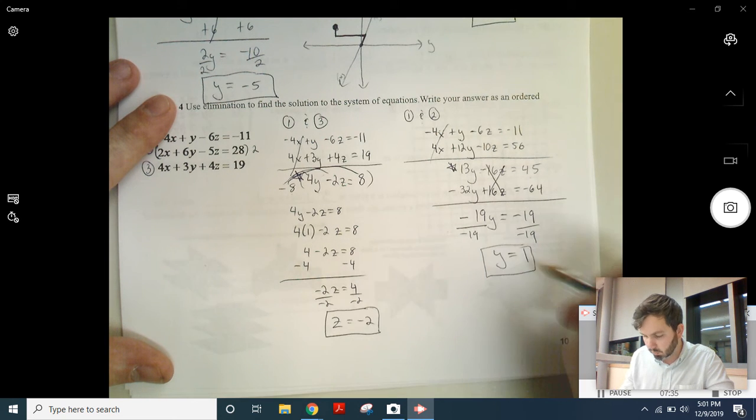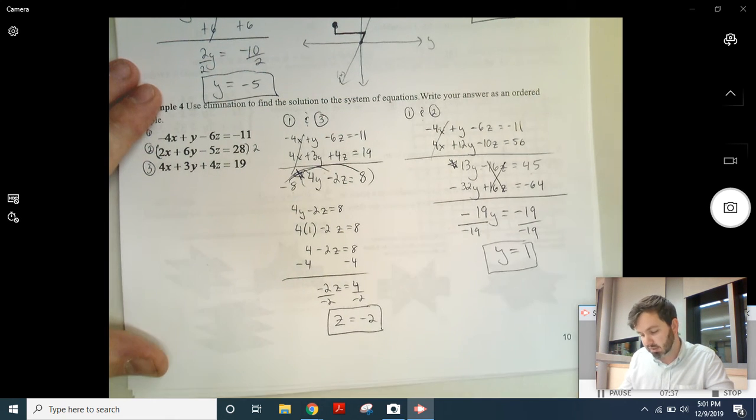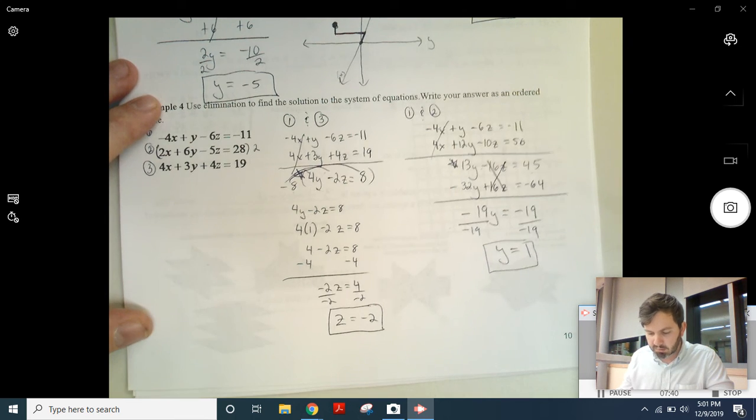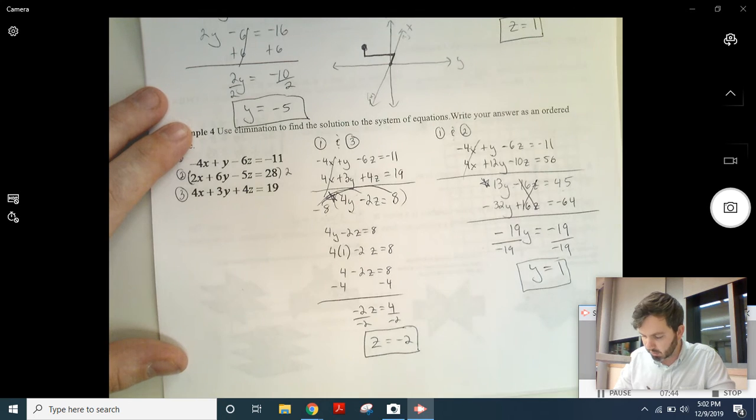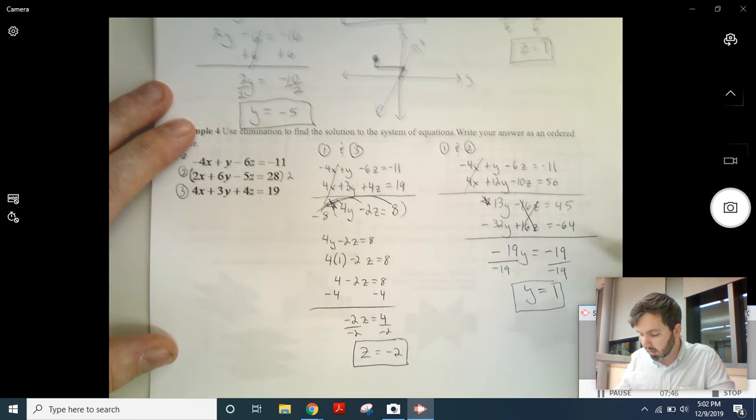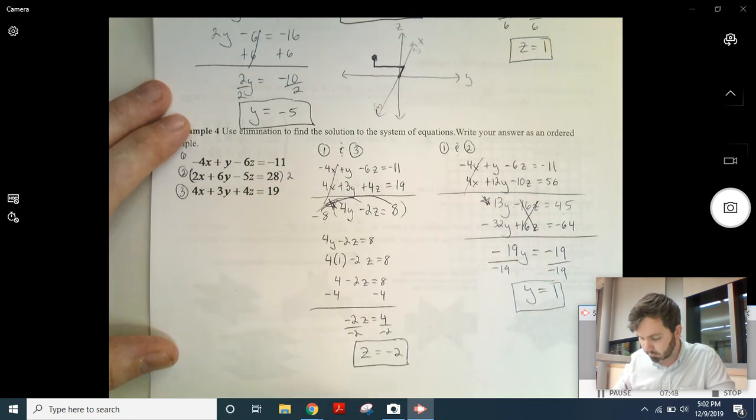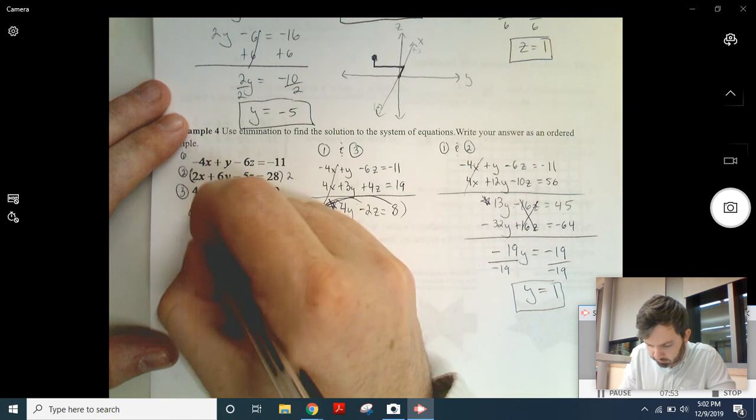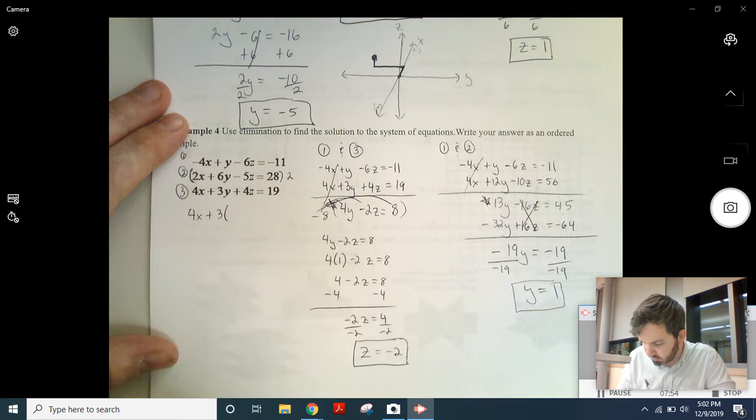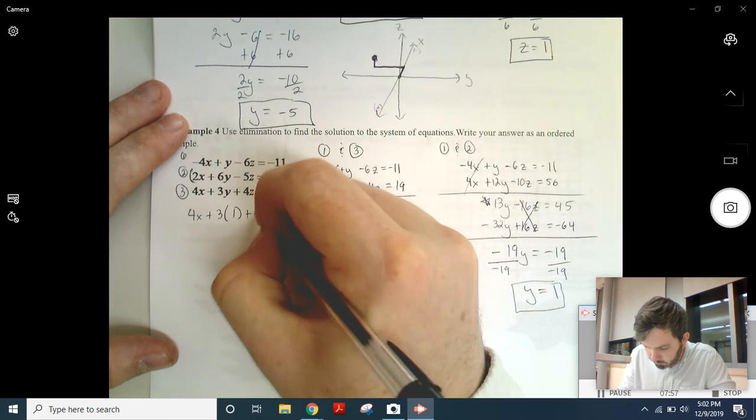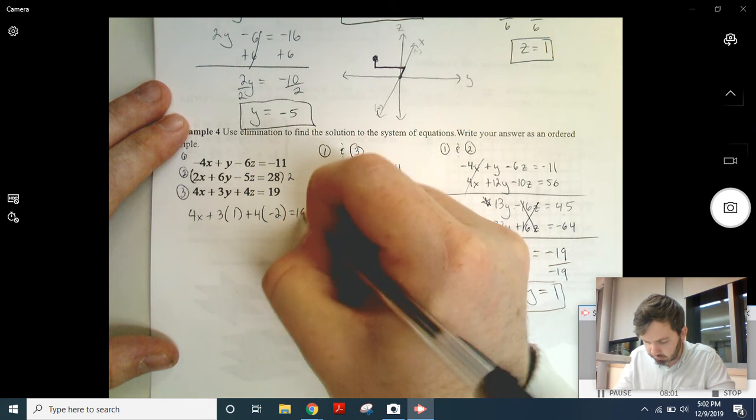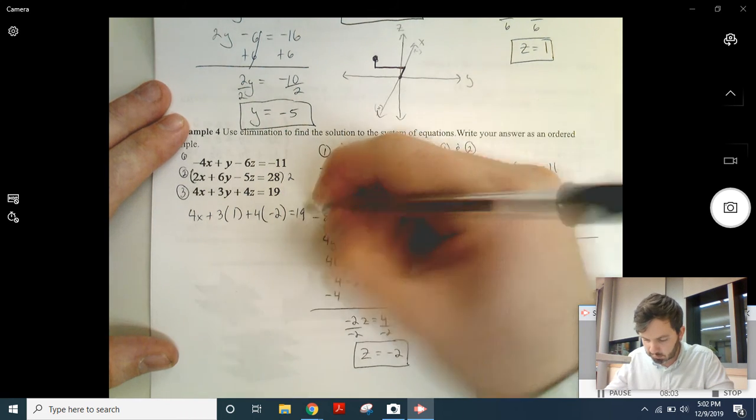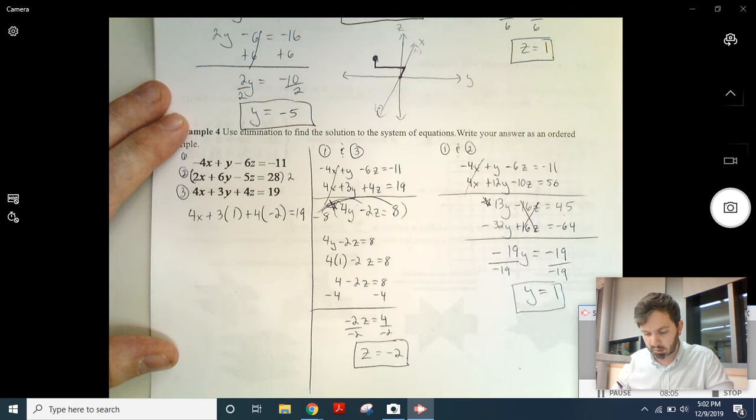So we have y and z. Now we need to solve for x. I'll use the last one here since it's right there. We're going to substitute in y equals 1 and z equals negative 2. So z equals negative 2 goes here, y equals 1 goes in here. So 4x plus 3 times y, which is 1, plus 4 times z, which is negative 2, is equal to 19. And now we need to solve for x.